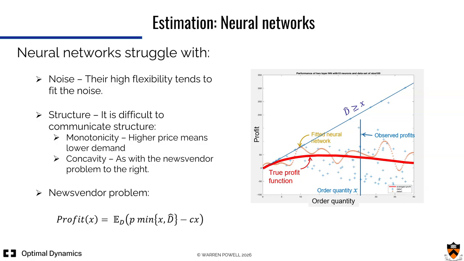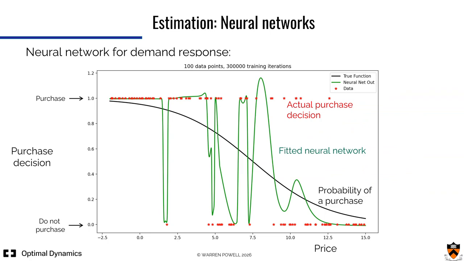Now, that red function has some very nice properties. Namely, it's concave. And when we're optimizing, concavity is a great property. If I was trying to optimize the fitted neural network, I would have all kinds of practical problems. There's local optima in there. And so unless you have a virtually infinite data set, you're not going to get that nice red function from a neural network.